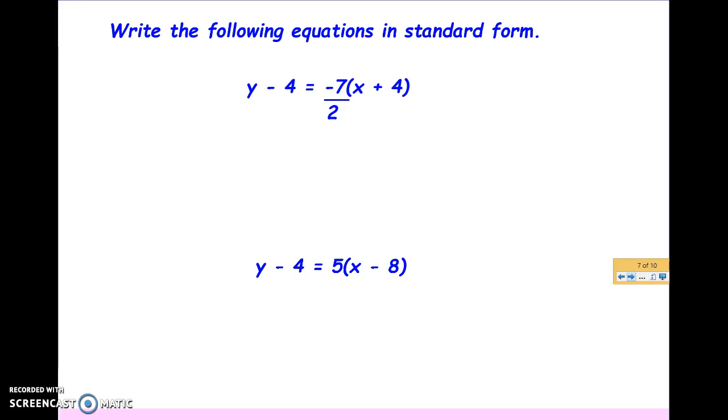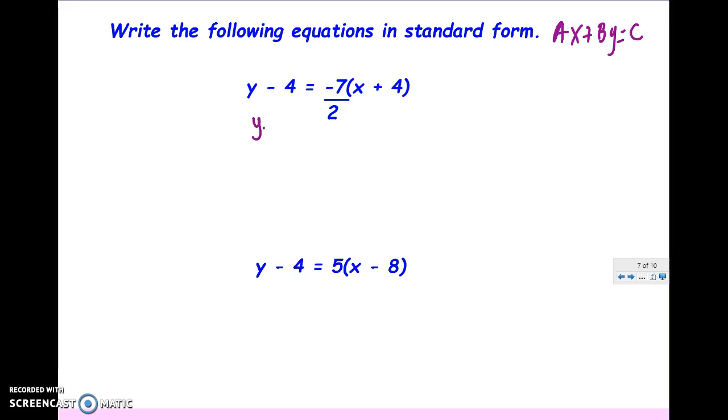Okay, write the following equations in standard form. So remember I told you in order for it to be standard form, I can't have any fractions, and the a should be positive. But most importantly, it has to be in the right format, and standard form is ax plus by equals c. So first I have to get rid of this fraction, right?